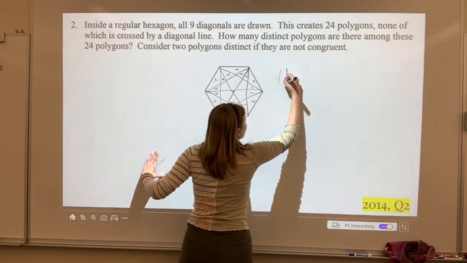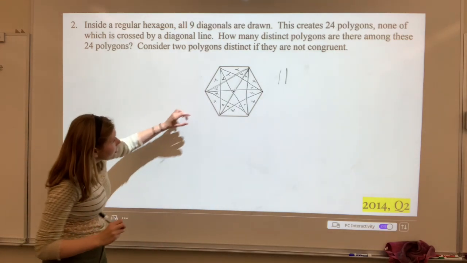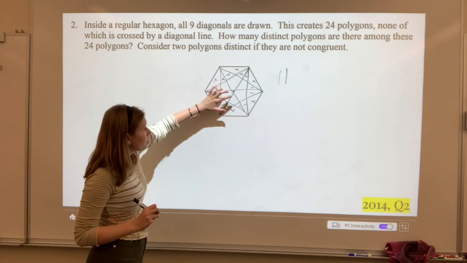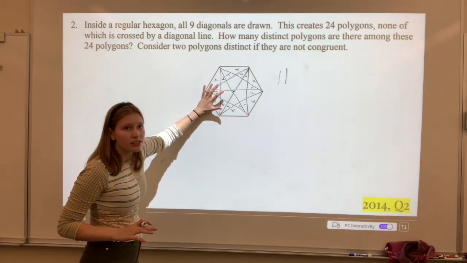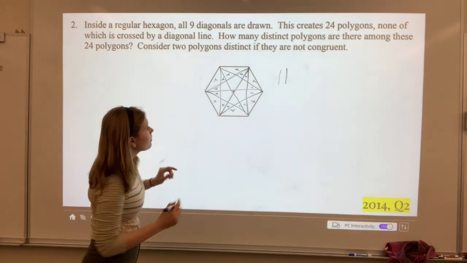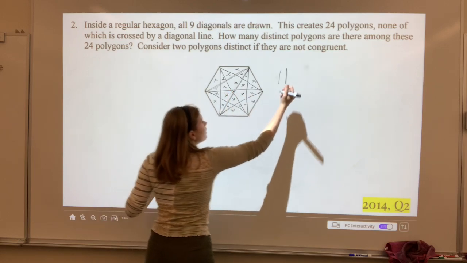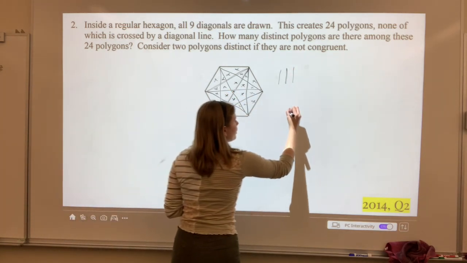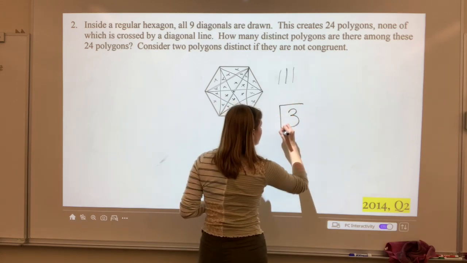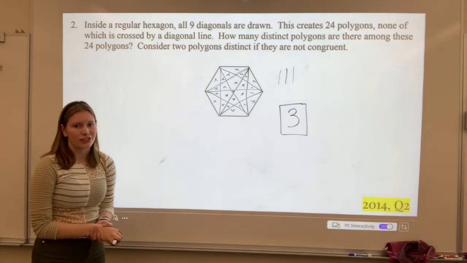So I'm going to draw another one over here. And then finally, we get to these. If I had drawn the diagonals perfectly, they would all be quadrilaterals in the middle. And there's 6 of them, and so we can only count those as one. And that is our last shape. So, total, there are 3 distinct polygons drawn by the diagonals inside this hexagon.